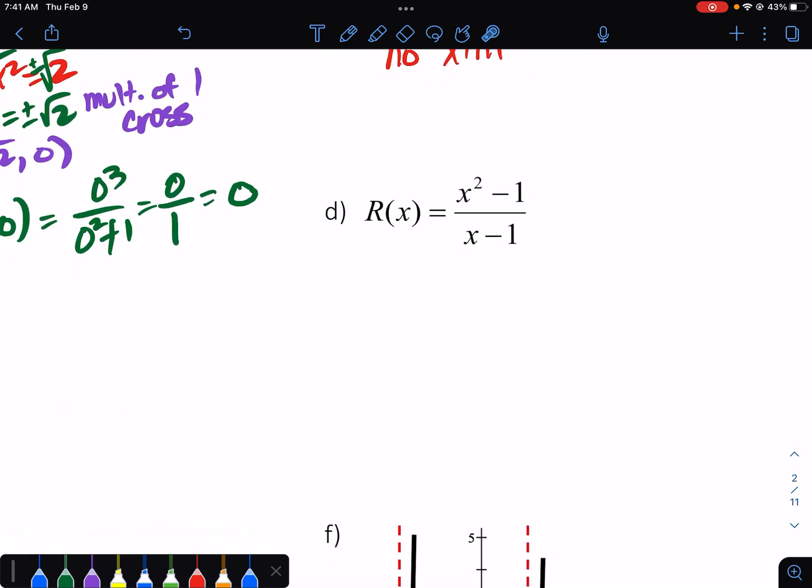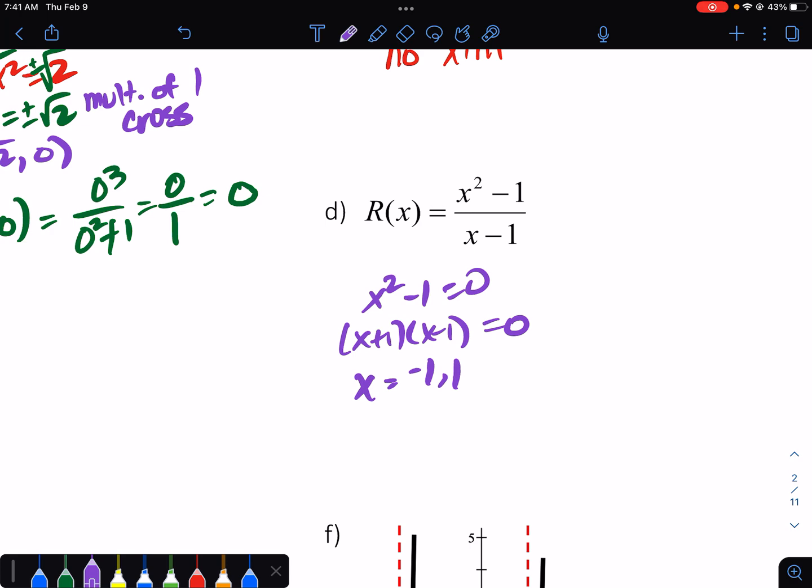If we look at this one, notice here that we've got on top x squared minus 1. So if I factor x squared minus 1, it's the difference of squares, so it goes to x plus 1 and x minus 1 equals 0. So our x-intercepts are at negative 1 and positive 1.